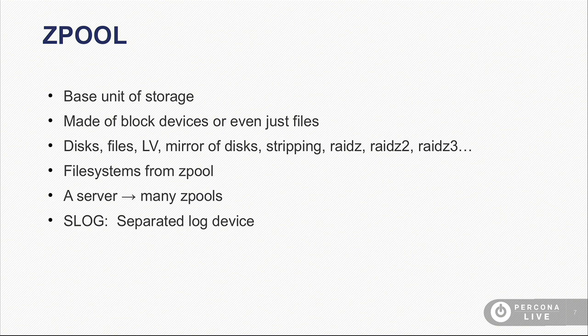ZFS has a log of all the operations it is doing, and an S log is a device dedicated to that log. So normally it's a device that doesn't need to be very large, but must be fast in terms of latency and quite good at endurance. So you look at a RAM drive or an Optane, a device that has a very good endurance.